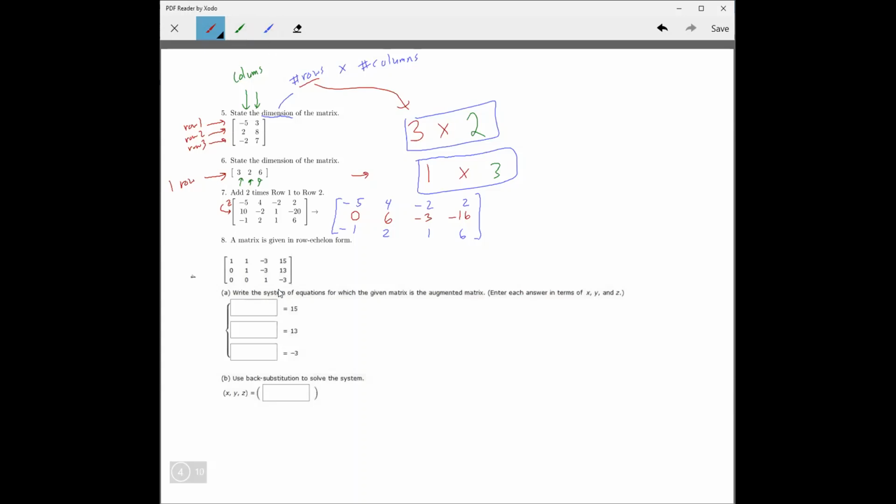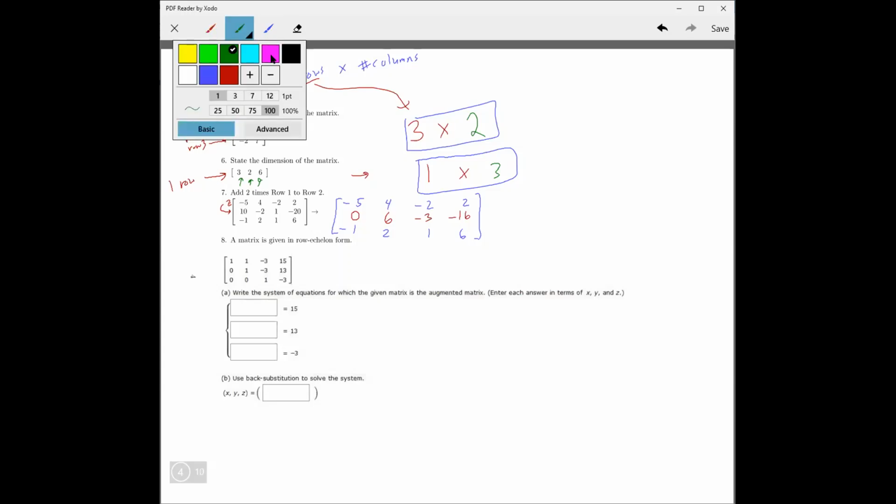Okay, and here's another one. The matrix is in row echelon form, and so we're supposed to write this system of equations for which the given matrix is the augmented matrix. Okay, so let's go ahead and do that one.